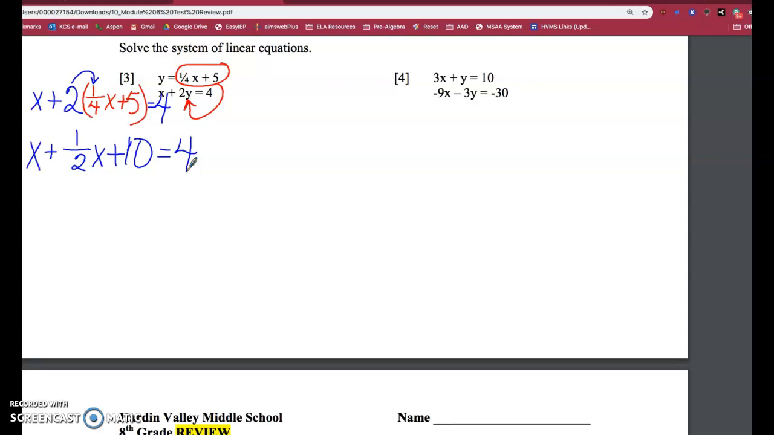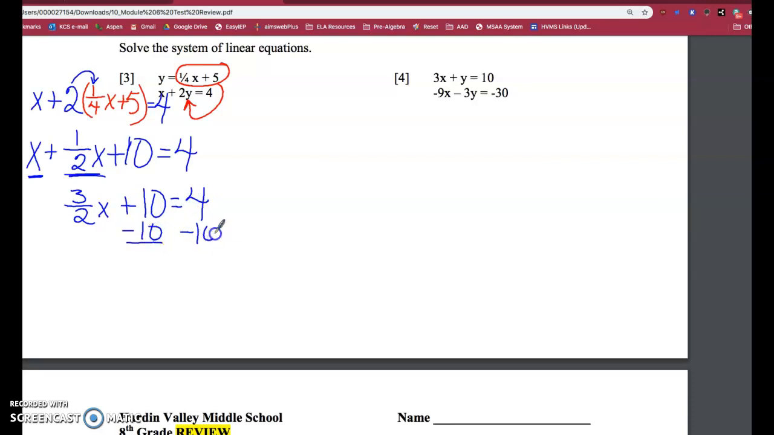Okay, now combining like terms. Okay, x plus 1/2 x plus 10 equals 4. So combining our like terms, we have an x, we have a 1/2 x. Well, 1x plus 1/2 x, I could write it as a 1.5x, but I'm going to write it as a 3/2 x plus 10 equals 4.